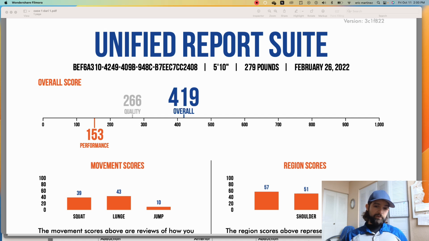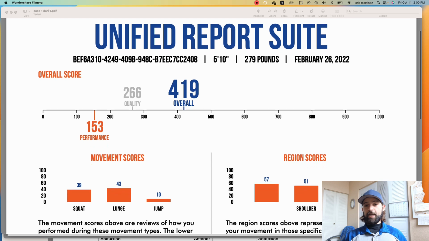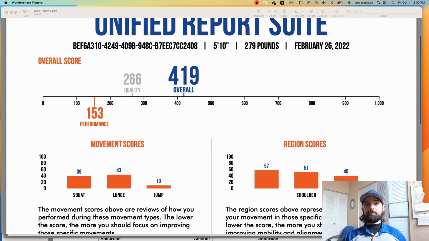It spits out 4 reports. You have this gamification one, which scores people up to 1,000 points, right? Two things take up that 1,000 points. One is going to be performance, so agility, power production, speed, rate of absorption, things like that. And then quality of the movement. So how well does this person move and in control? So this individual scored 415 in total with both numbers.